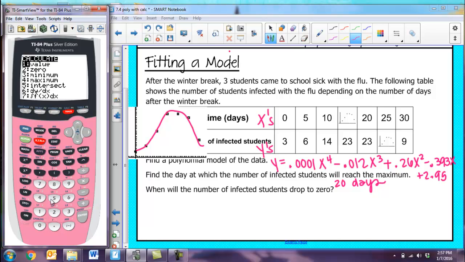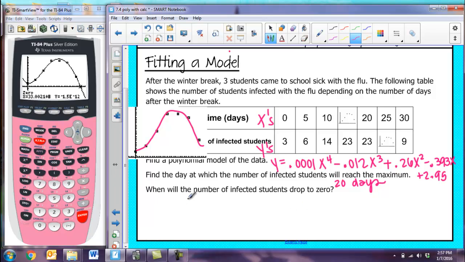So if I do second calc number 2, somehow get over to that zero, which may take a while. We'll have to see if my calculator will let me do it without freezing. Oh look, it's going and I'm not even clicking it anymore. That's cool. Okay, there's a zero, go to the left of it, go to the right of it, and then we find out that by the 33rd day, no one should be sick anymore.